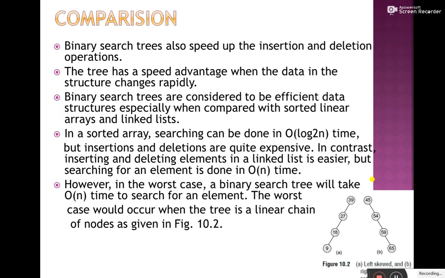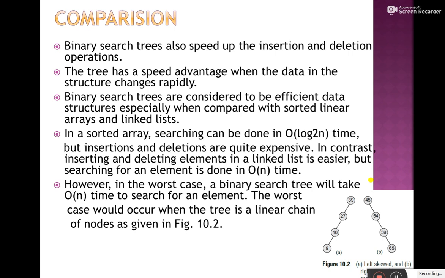Okay. Now, if you make a comparison, the BST or binary search tree also speeds up the insertion and deletion operation. The tree has a speed advantage when the data in the structure changes rapidly. Binary search trees are considered to be an efficient data structure, especially when compared with sorted linear arrays and linked lists. You can see that in sorted arrays, searching can be done in order of log n time, but insertion and deletions are quite expensive. Why? Because insertion and deletion requires shifting of elements to the right and left. So it is quite expensive.